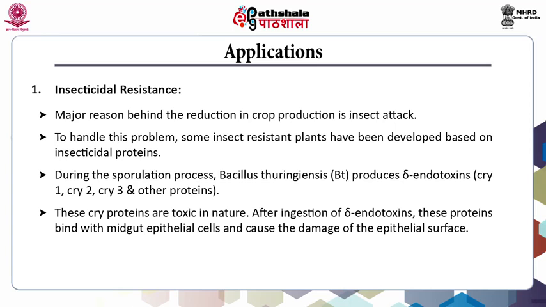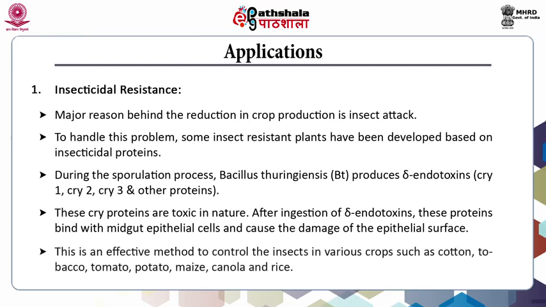After the ingestion of endotoxins, these proteins bind with the midgut of the epithelial cells and cause the damage of the epithelial surface. This is an effective method to control the insects in various crops such as cotton, tobacco, tomato, potato, maize, rice and canola.